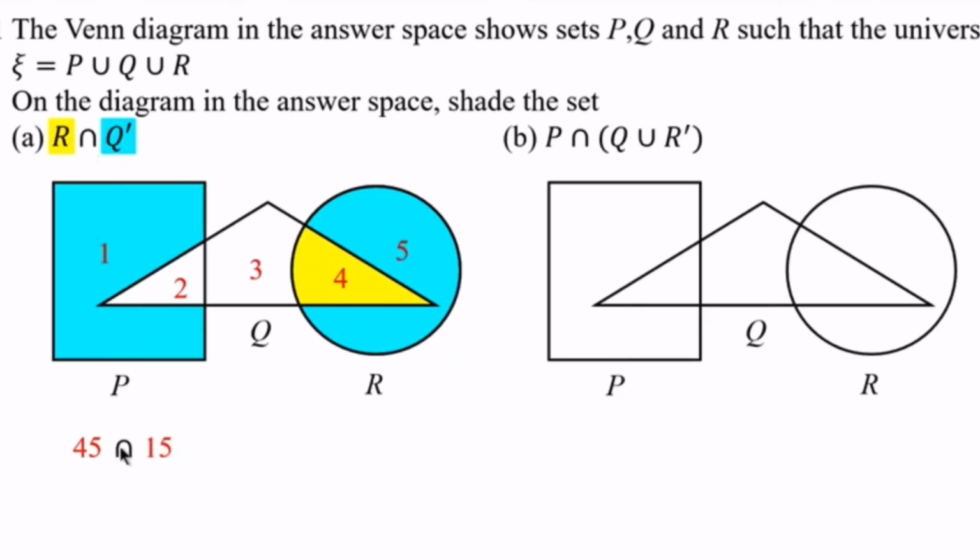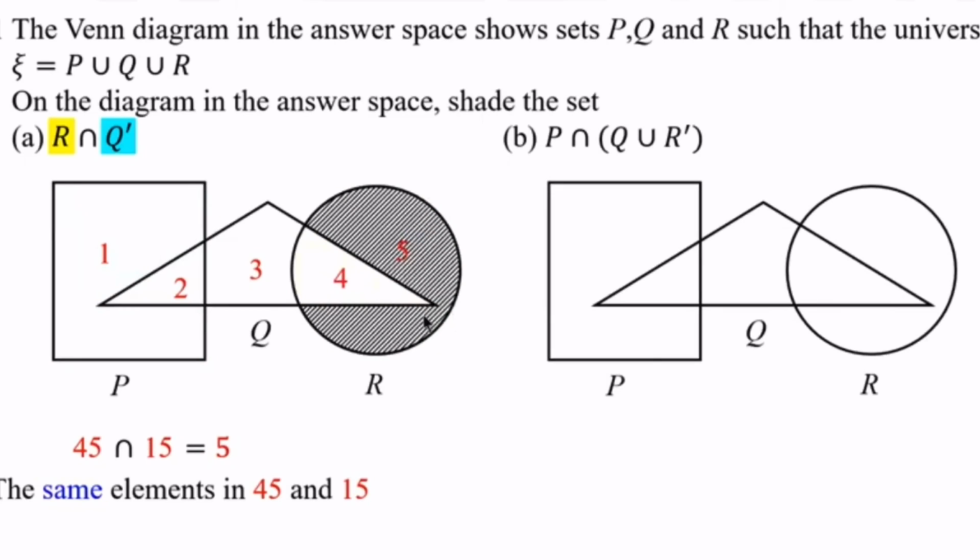Then based on the two regions, we are going to find the common element. The similar one is 5 because of the intersecting. So the same element is 5, and we will shade the region 5. This is the best method to solve the question involving shading of the set.